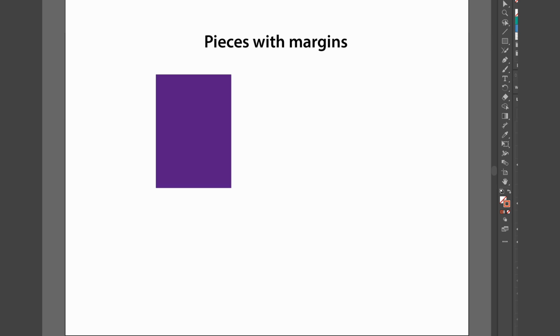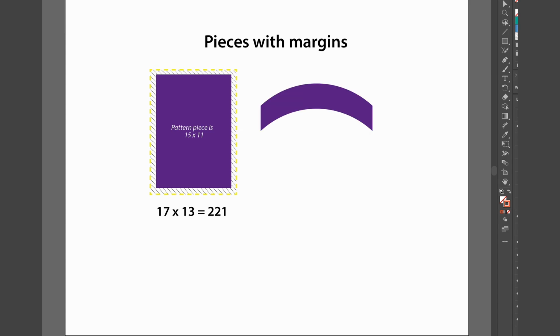So say I had a piece of fabric, it is 15 by 11 inches. If I want to add margins, so for instance, in this case, 1 inch all the way around, that would give me a total of 17 by 13, which is 1 inch on the left, 1 inch on the top, 1 inch on the right, 1 inch on the bottom. Pretty simple, straightforward. But what if, say, I have a curved piece?